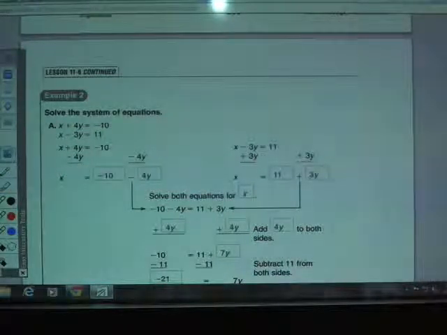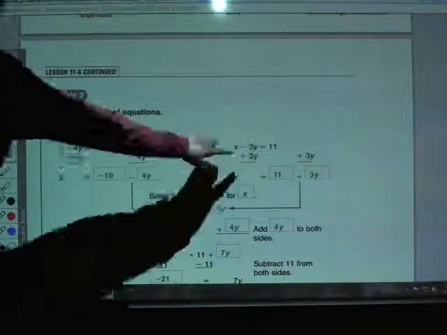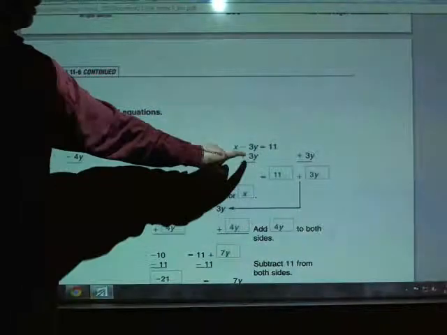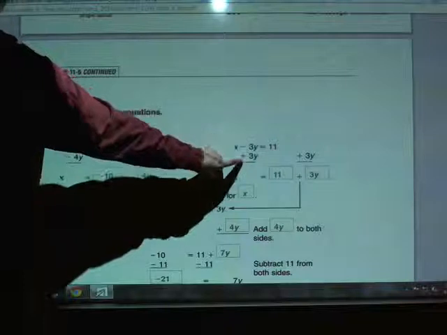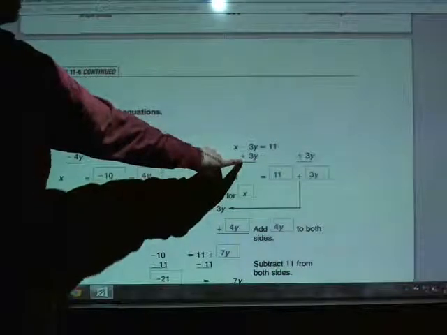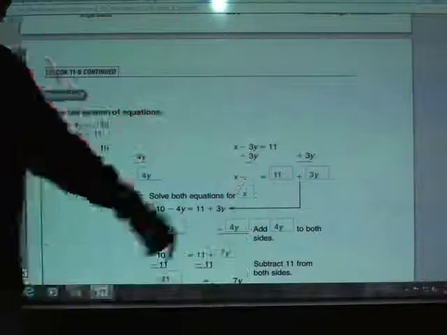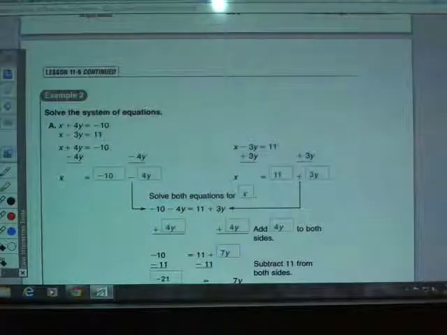With the other equation, x minus 3y equals 11, well, if I wanted to say x equals whatever, that means I got to move the 3y over to the other side. Again, if I'm moving it to the opposite side, I'm doing the opposite. Since this says subtraction in front of it, that means I'm adding 3y to both sides. So I do that, and I have x equals 11 plus 3y.